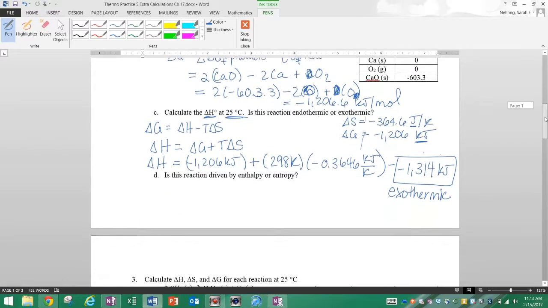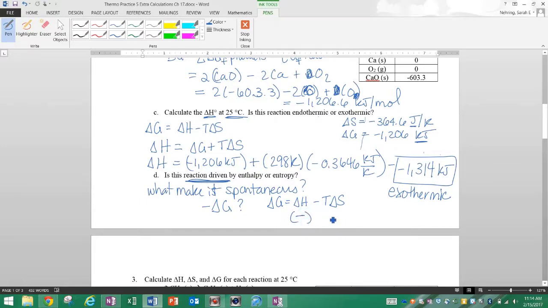Is this reaction driven by enthalpy or entropy? So when we talk about what drives the reaction, we're saying what makes it spontaneous. If you're asking what makes it spontaneous, we're basically saying what makes delta G negative. That's the thing that's going to make this reaction spontaneous. So delta G is delta H minus T delta S. We can see that our delta H value is negative and our delta S value is also negative.